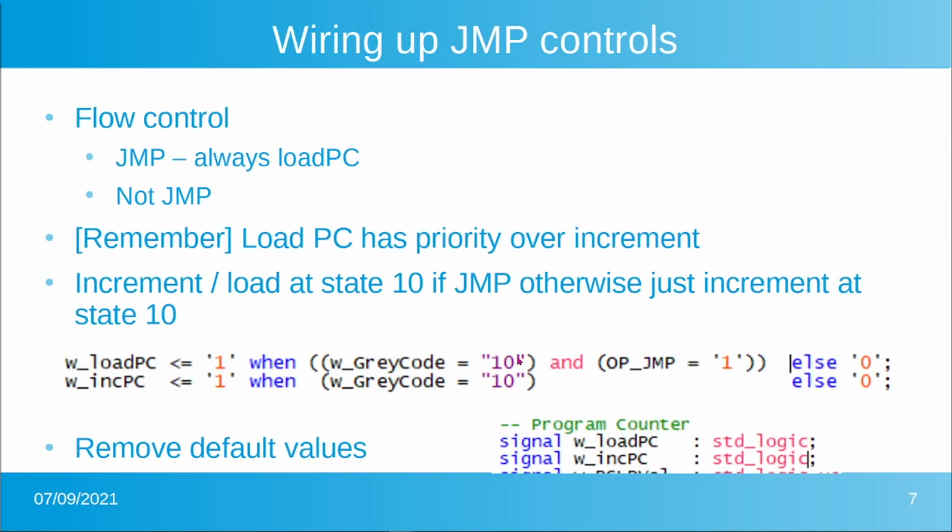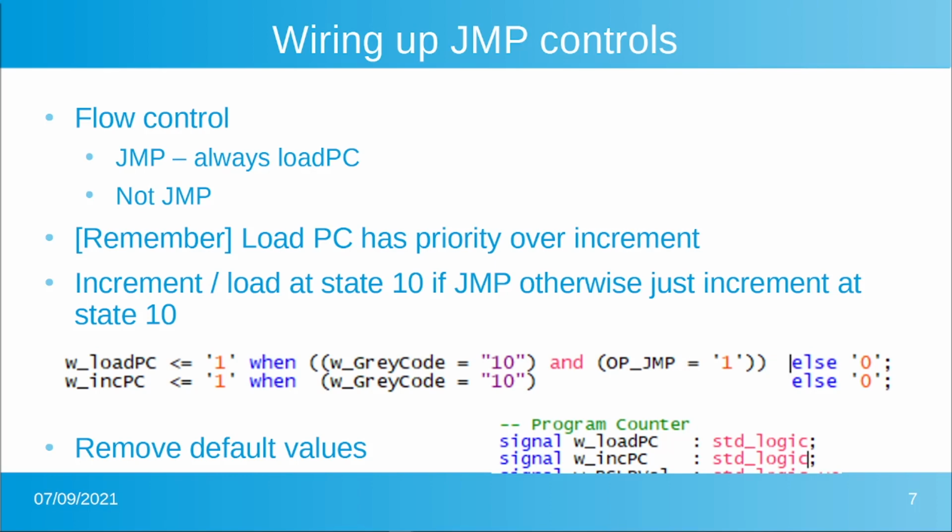So let's think a little bit about flow control right now. If it's a jump, it will always load the PC. If it's not a jump, then at the moment, because we don't have branching, branch on 0 equal to 0 and branch not equal to 0, at the moment it will only do jumps. So we only have to implement that. We'll do more as we go along here, but let's start there. And remember when we designed the program counter that if you hit the load, it has priority over the increment. So we can pretty safely always increment the PC or hit the increment line.